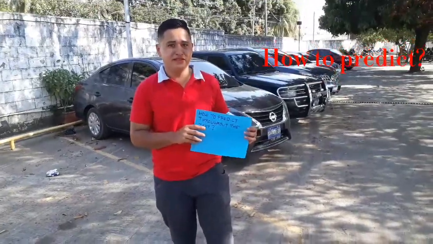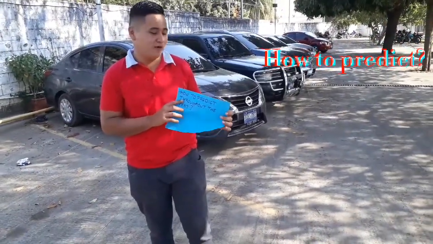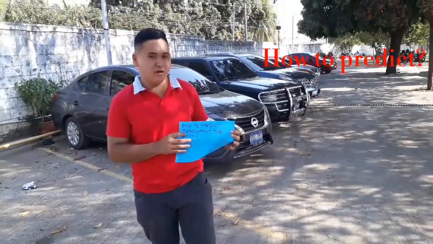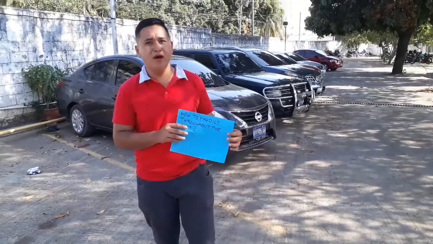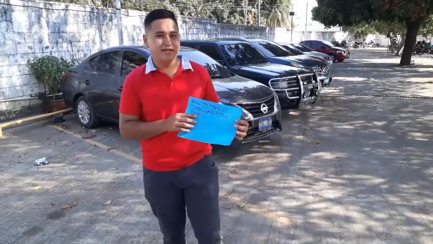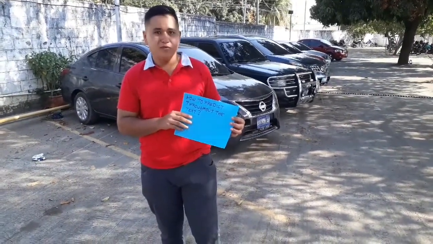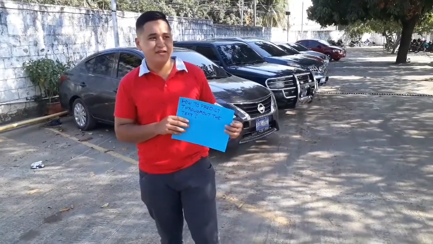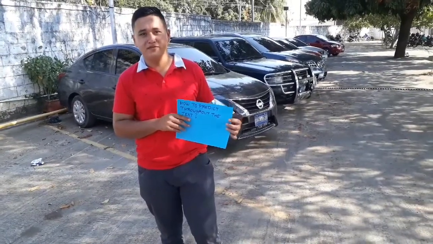Hello everyone, in this opportunity I'm going to talk a little bit more about how to predict throughout the text. In the first one, think about what you have read previously. In the second one, think about who has been the main character and what the key events have been. And the last one is to think about what may happen next based on what you already know.